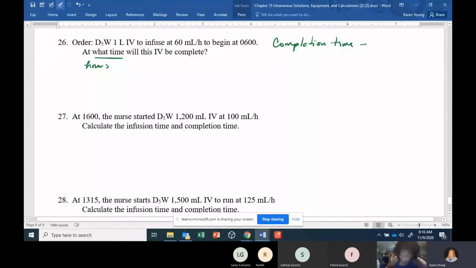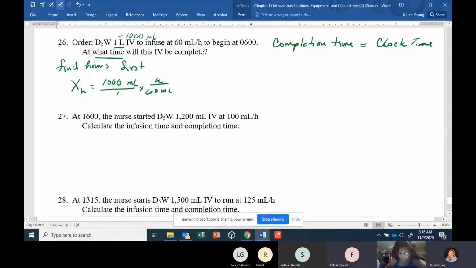So my completion time is my clock time. At what time will this be complete? I'm wanting a clock time, but I have to find my hours first. So we're going to start it out just like we did the other two, looking for hours. I've got 1 liter. We know 1 liter is 1,000 milliliters, so I'm going to start with that. And then I've got 60 milliliters per hour, so I'm going to do 1 hour over 60 milliliters. So still total milliliters over my rate.